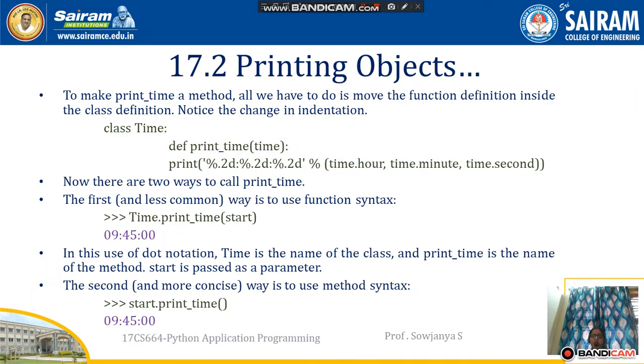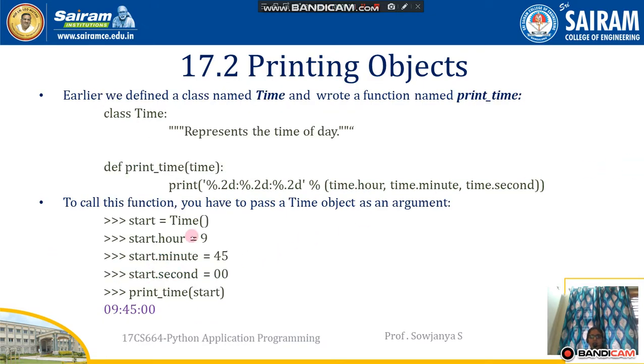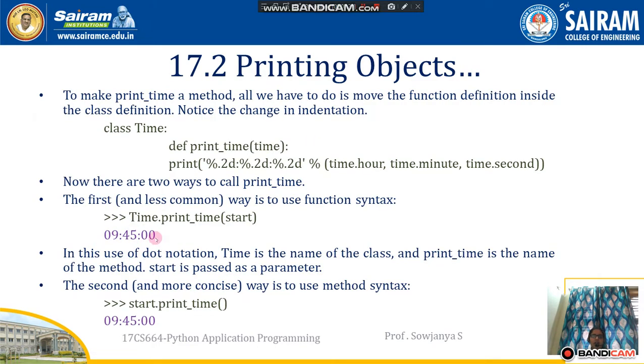So now we have two different ways of calling print_time. When you want to print the result, what are the ways? There are two ways. The first one, which is the less common way, uses function syntax, that is you directly write Time.print_time(start). Okay, so that will give you whatever value is stored. You can see here 9 hours 45 minutes and 0 seconds.